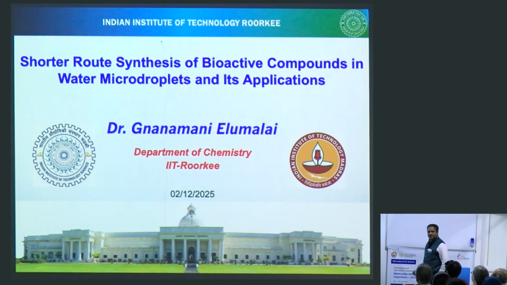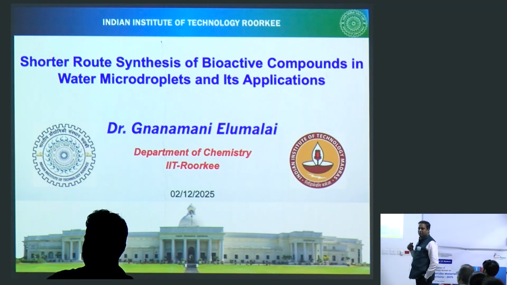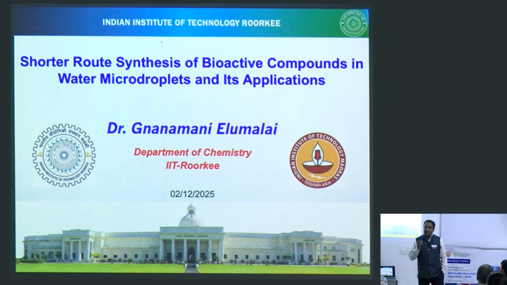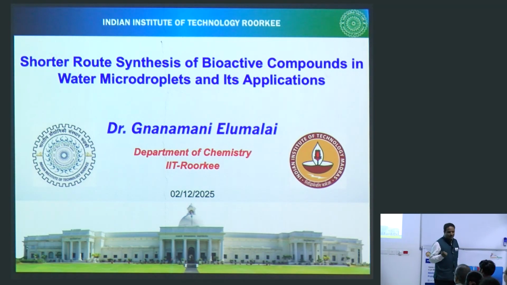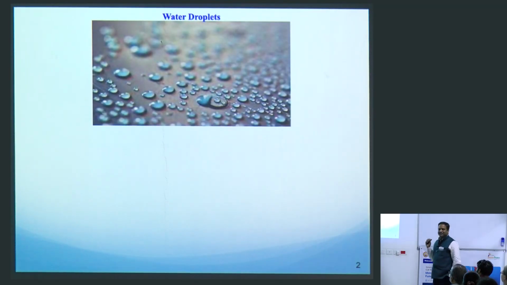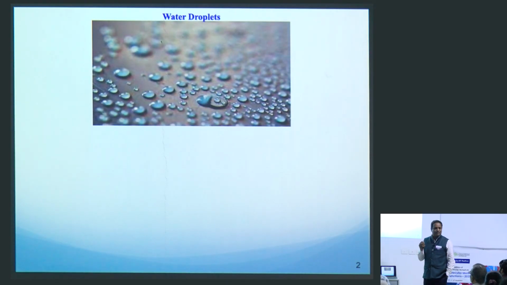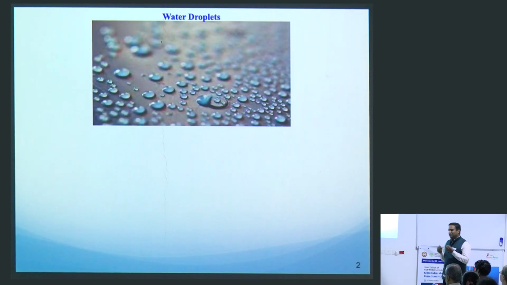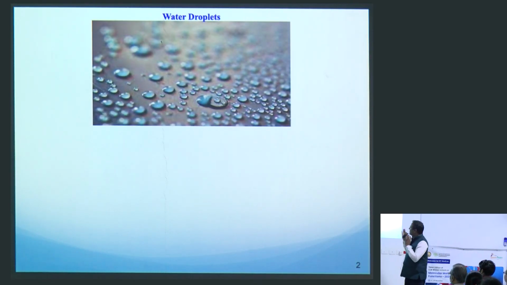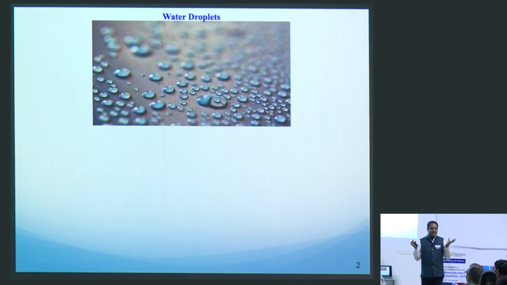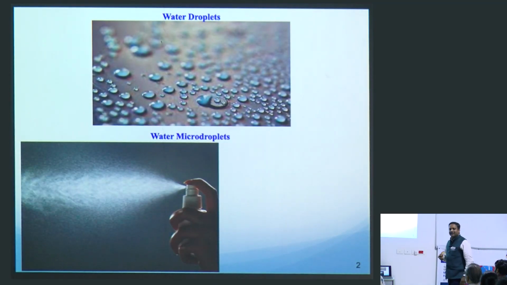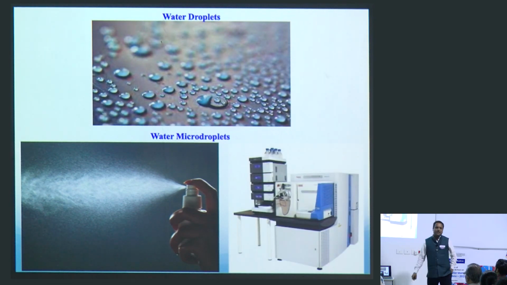Today I'm going to talk about shorter route synthesis of bioactive compounds by using microdroplet chemistry. First of all, I would like to give a little bit of introduction about microdroplet chemistry because students are going to learn. When we see water droplets, like if you spray water, we call it a droplet. Suppose the size of the water is in microns, then we call it a microdroplet.